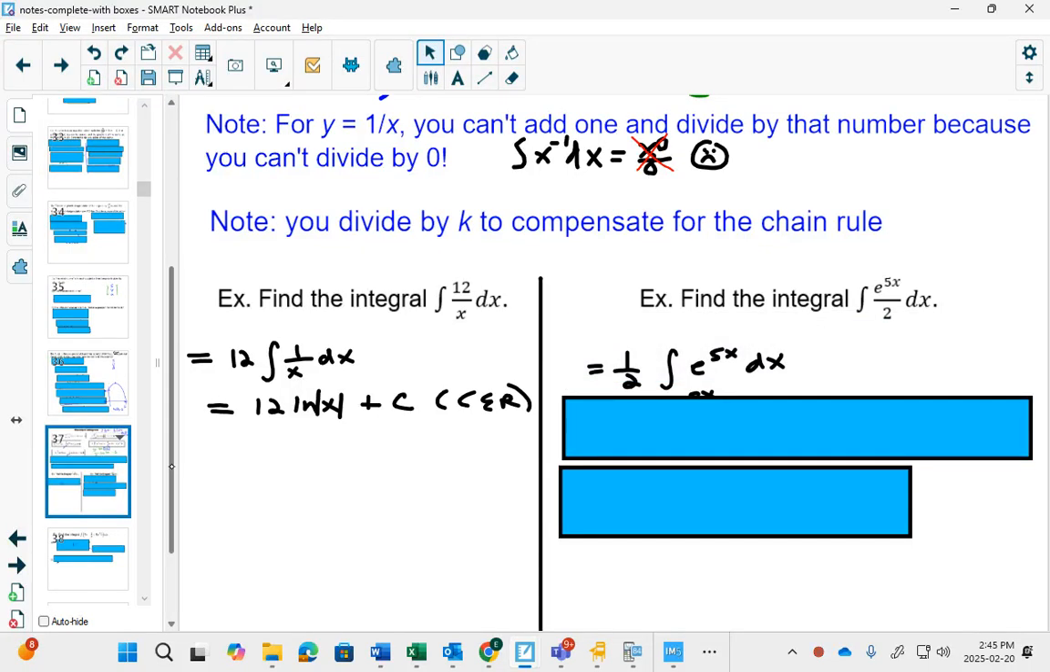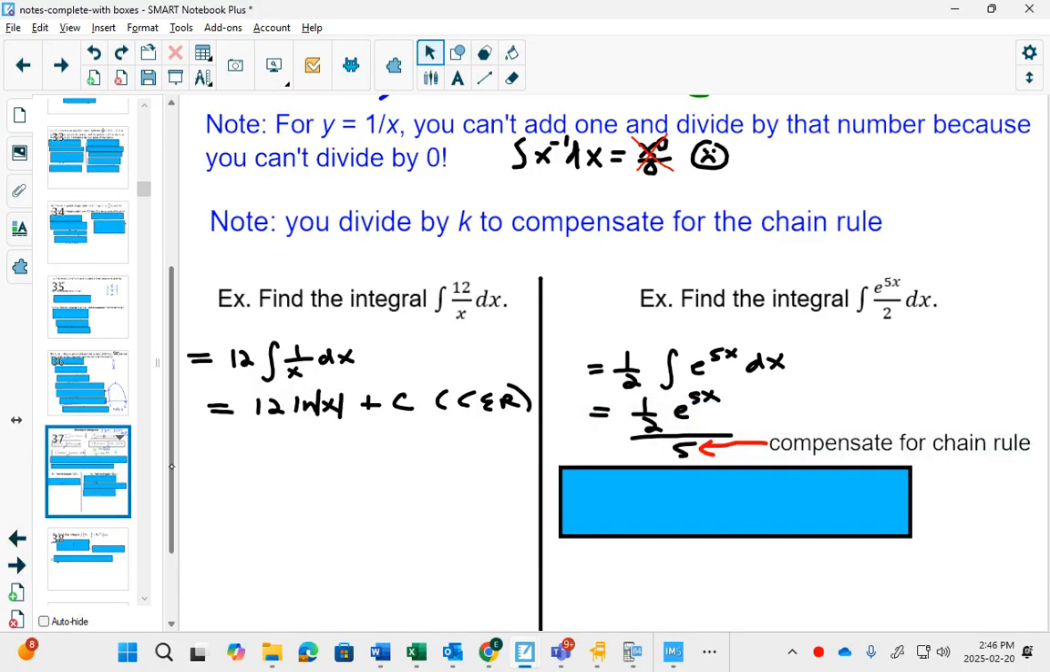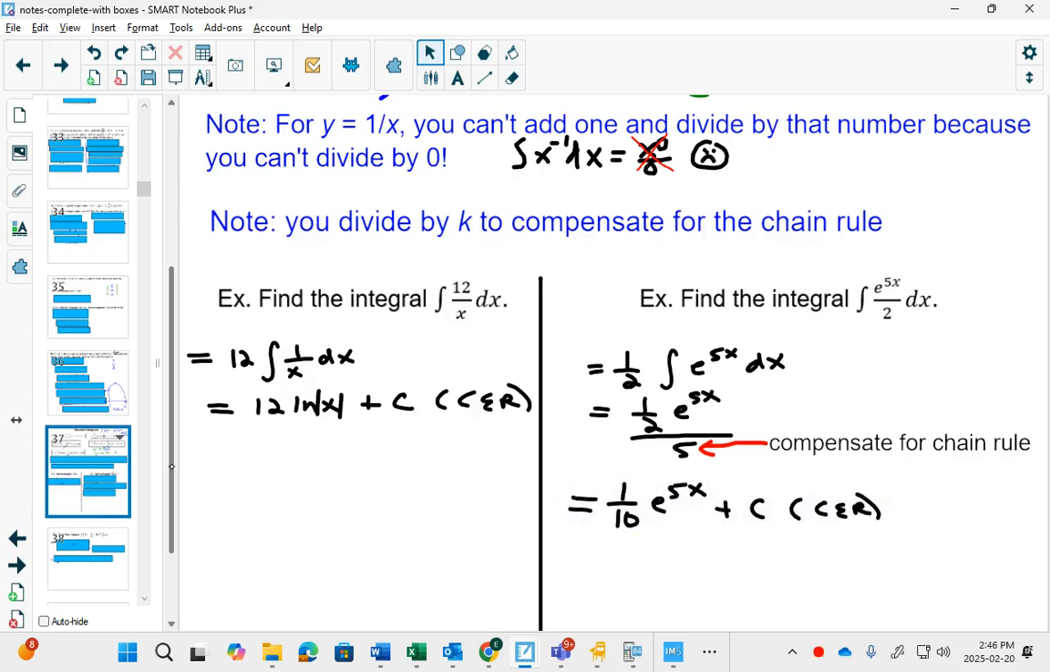So here, you could bring that 1/2 out in front. Now here, e to the 5x, if you were doing the derivative, you would have a simple chain rule where you have to multiply by 5. So doing the integral, you're going to have the simple chain rule where you have to divide by 5 to compensate for that. And we could simplify that to 1/10 if we wanted to.